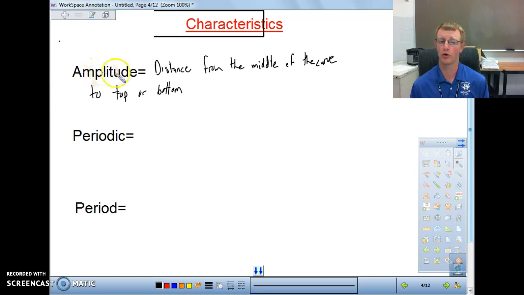So the amplitude of a normal sine and cosine curve is just 1, because from the middle to the top is 1, from the middle to the bottom is just 1. Periodic means that every sine and cosine function is periodic, meaning that it goes on forever in a continuous cycle. In other words, it repeats itself.